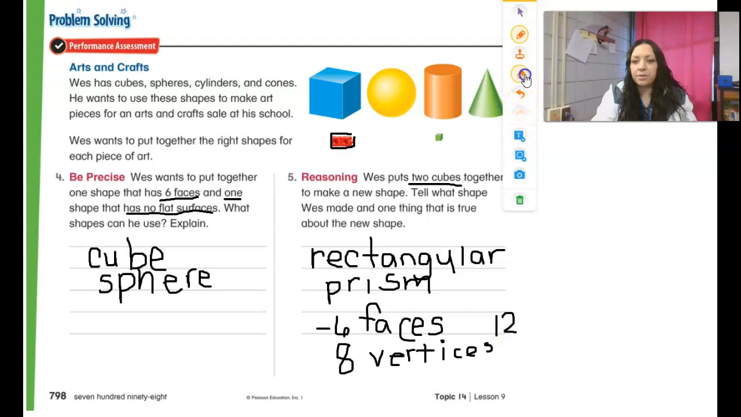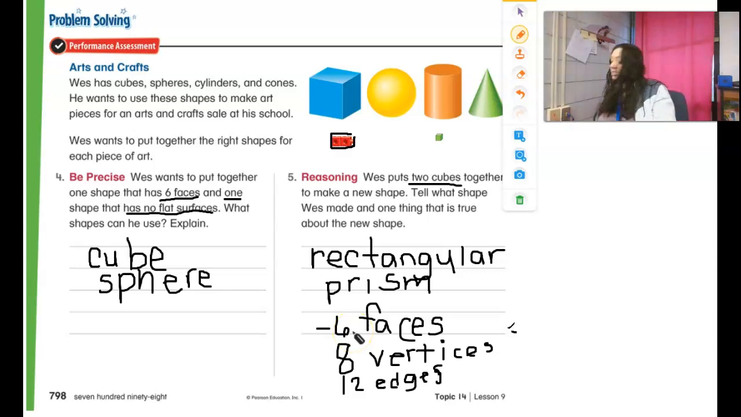I ran out of room right there. I'm going to move it. 12 edges. So I want you to listen to what we said. 6 faces, 8 vertices, and 12 edges. That's just like a cube, except our 6 faces are different sides. A cube has 6 equal sides, pieces that are the same.